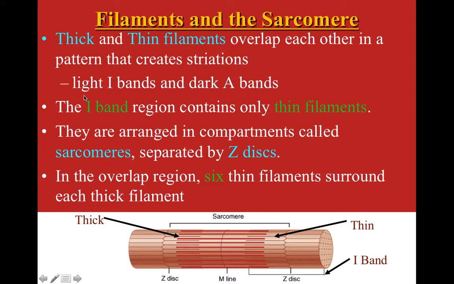Now the reason why the I band region is lighter in color or lighter in appearance is because it contains only thin filaments. Only thin filaments. And they're arranged in compartments called sarcomeres, which are separated by Z discs. In the overlap region, 6 thin filaments surround each thick filament. So let's put that into perspective. There are 6 thin filaments for every 1 thick filament. And these are separated by Z discs, and from Z disc to Z disc, we see the sarcomere itself.